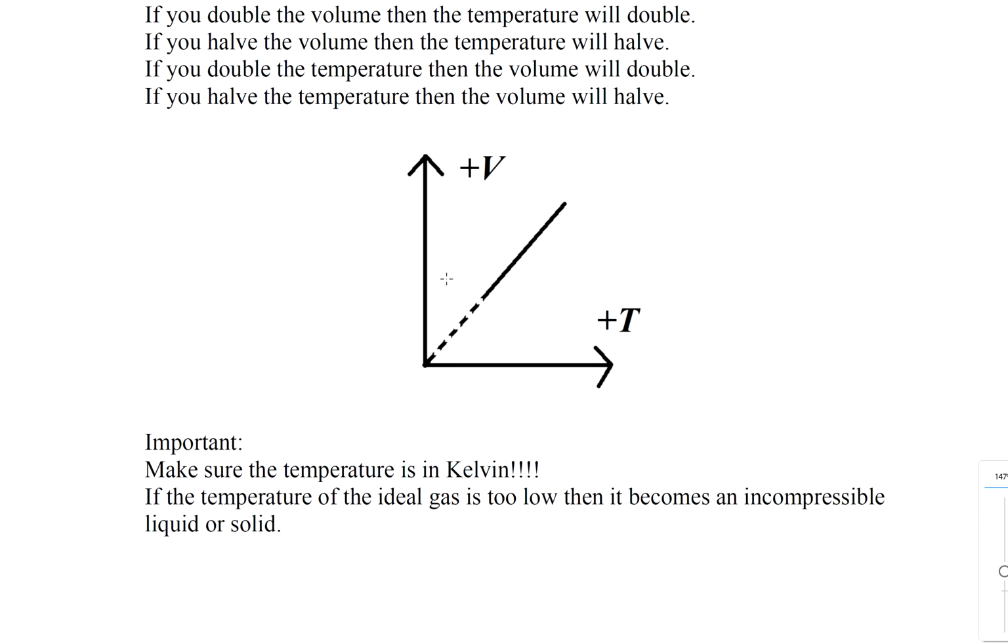So this is what a volume versus temperature graph looks like. The reason why there are dotted lines here is because if the temperature of an ideal gas is too low, then it becomes an incompressible liquid or solid. So the temperature cannot be this low. The temperature for an ideal gas has to start above absolute zero.